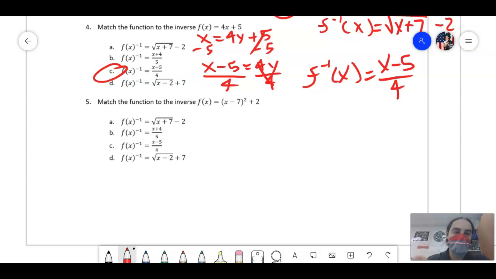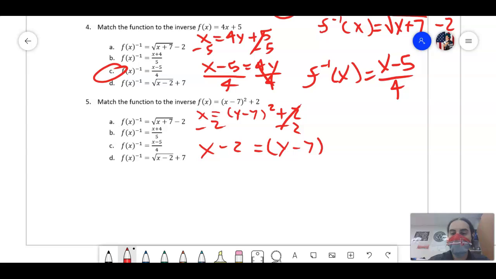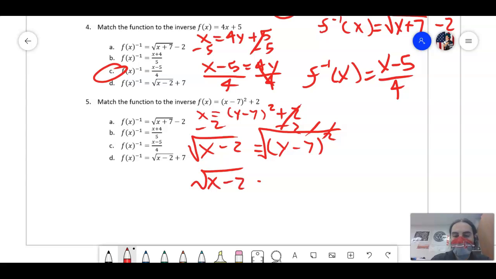Number 5. Okay, this was like number 3. So once again, we're going to change that to a y and switch them in one step. And then get rid of the loner, 2. Remember, these don't combine, so you just write x minus 2 there. That's y minus 7. And then to get rid of that square, you square root both sides. And then to get rid of that -7, you add 7 to both sides. So f inverse of x is the square root of x minus 2, plus 7.